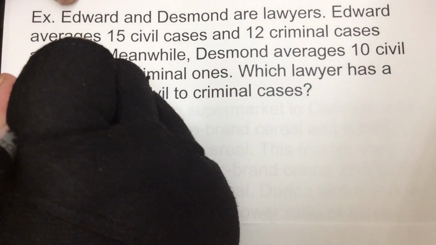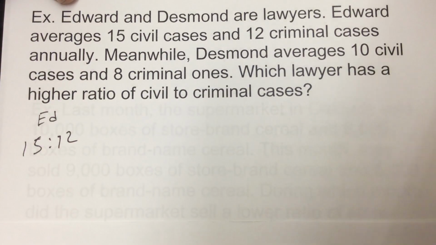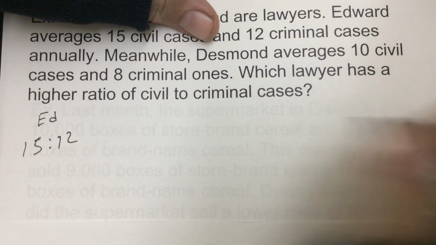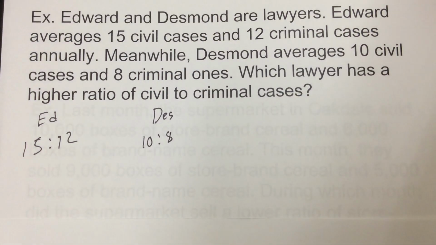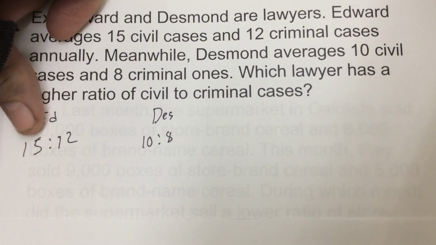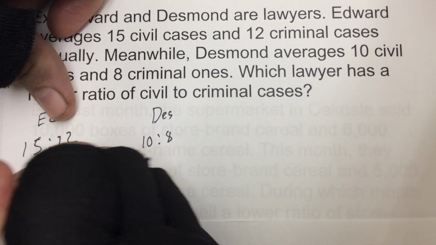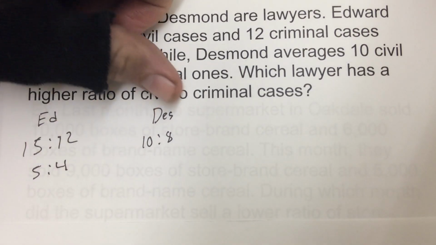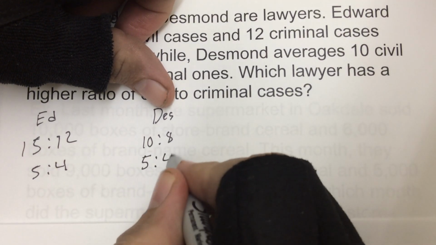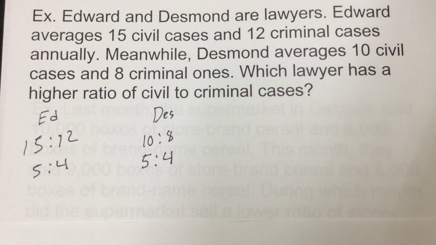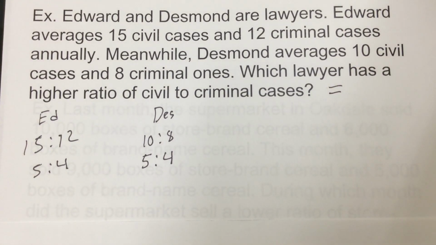So if we start with Edward here, let's call him Ed, he is 15 to 12. Desmond is going to be 10 to 8. So we're going to look at how we can reduce these. So 15 and 12, we could reduce by 3 and get 5 to 4. Desmond could reduce by 2 and get 5 to 4. So in this case, they go down to the same ratio, so they're going to be equal. They're going to be the same.